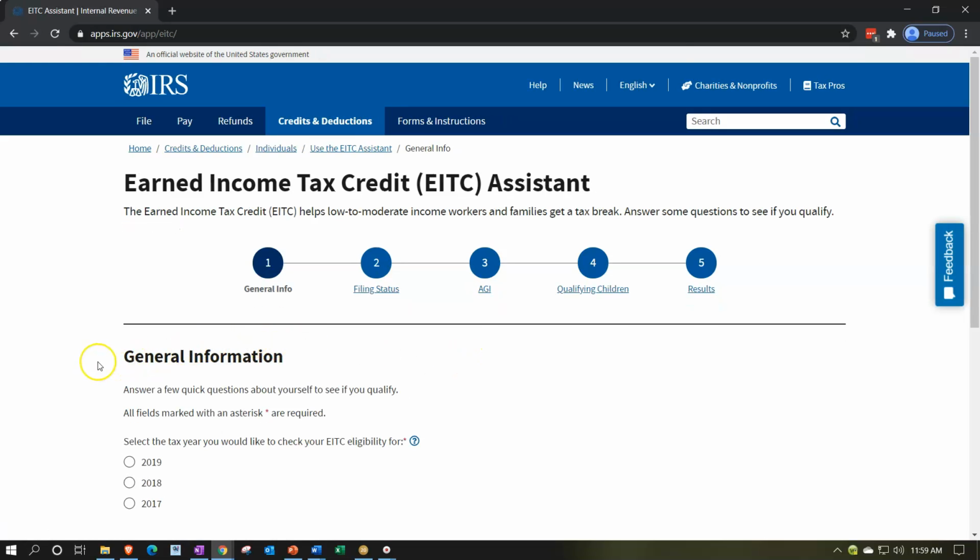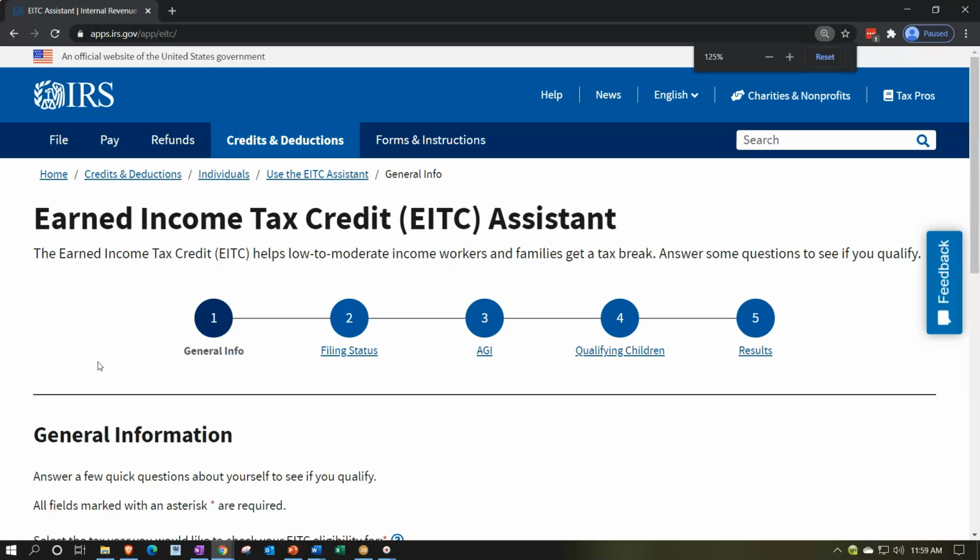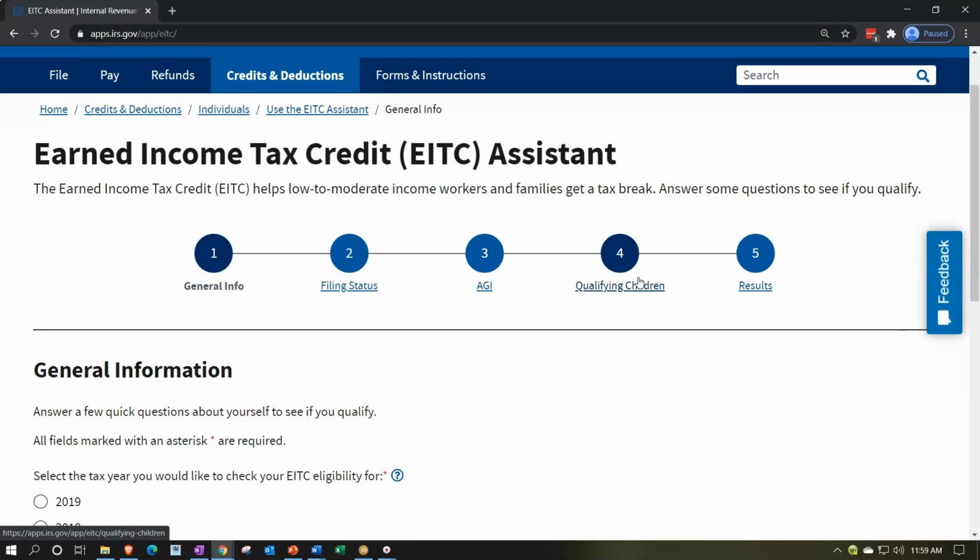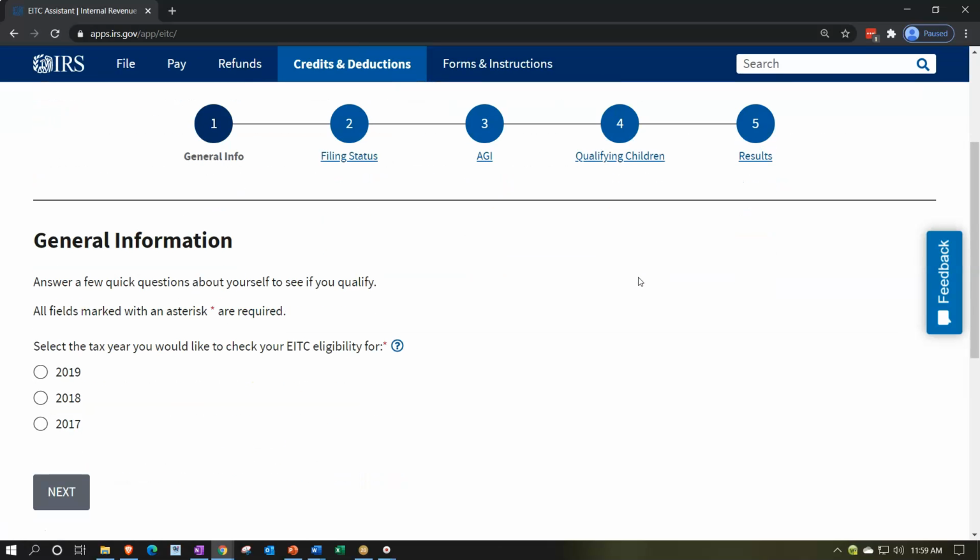So we have kind of our interview process. I'll see if I can zoom in as far as I can here. The EITC helps low to moderate income workers and families get a tax break. So answer some questions to see if you qualify. General information: answer a few questions about yourself. All fields marked with a red asterisk are required. Select the tax year for which you would like to check your EITC. We're going to be looking at 2019, which is all that's available at this point in time.